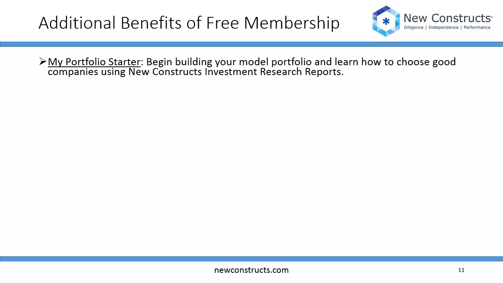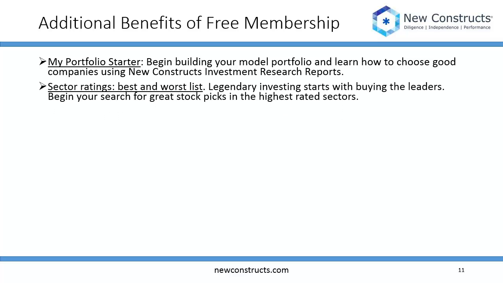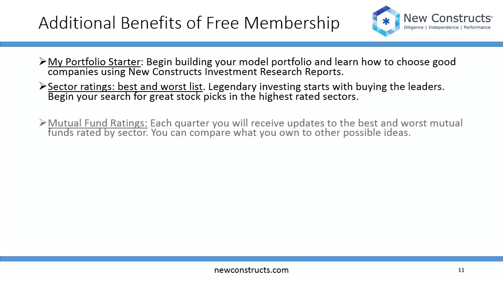All right, so what are some of the additional benefits of your free membership once you get started? Obviously, you have the portfolio starter. You're going to immediately start building your portfolio based on how to choose good companies. We just discussed that very quickly. Sector ratings, you get a best and worst list of the sectors. And as we said before, you want to pick the best stocks in the best sectors. So you start with the sectors and then you go and scan for stocks using the portfolio builder. And that's how legendary investing starts.